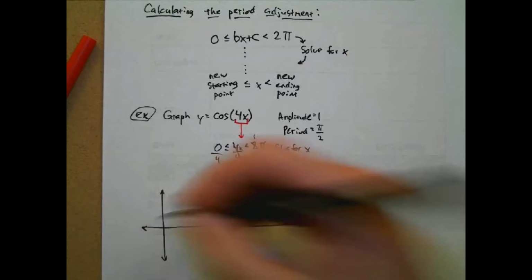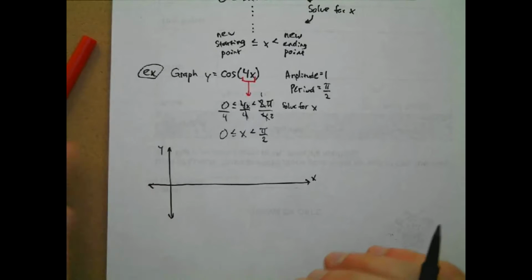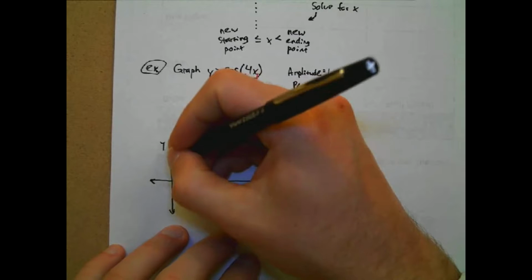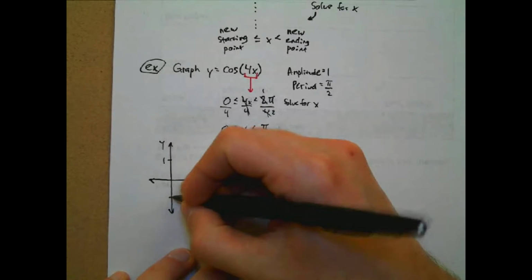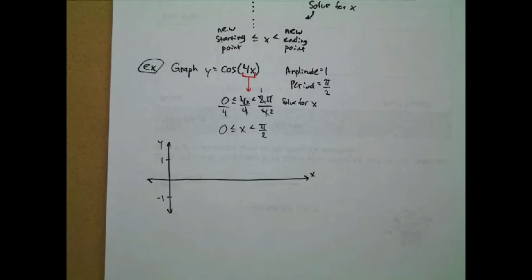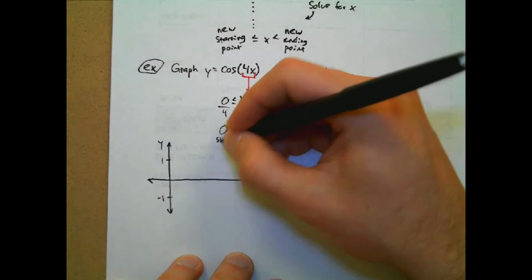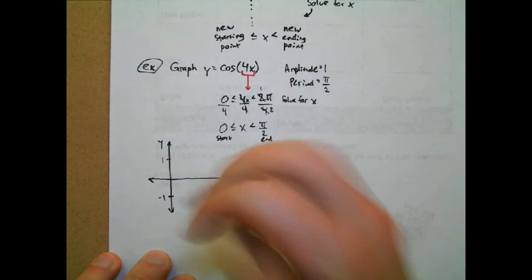Since my amplitude is 1, what's the highest y value I need to show on my y-axis here? 1. Yeah, just 1. And what's the lowest y value I have to show? -1. Yep. This is the new starting point for my period, and this is the new ending point for my period. So my starting point's still at 0, so that's easy enough. I'll just put the 0 there.